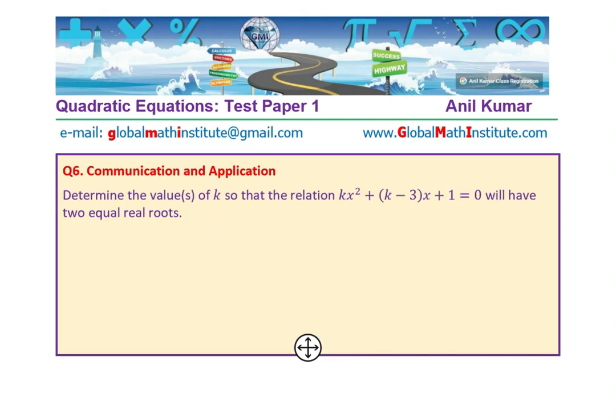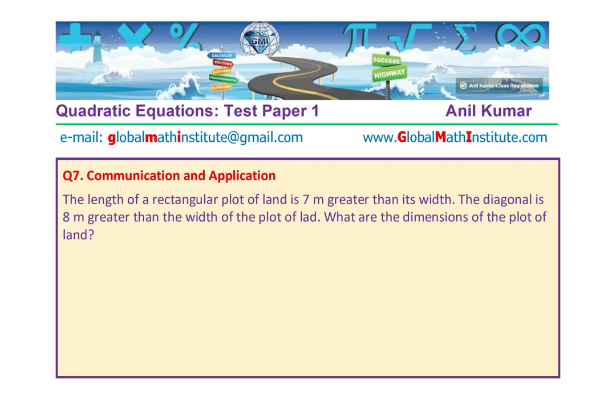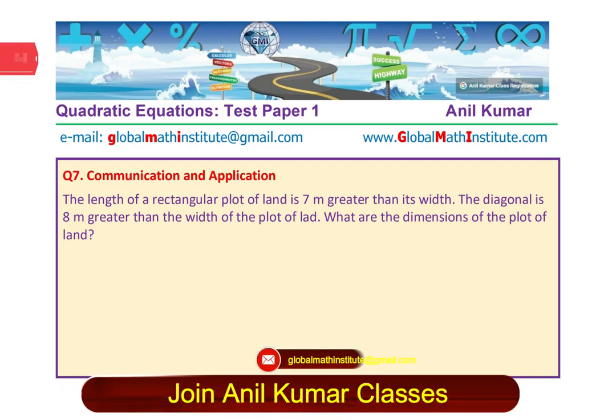Now, we have question number 6 here, which is also a communication and application question. Determine the values of k so that the relation kx squared plus (k minus 3)x plus 1 equals 0 will have two equal real roots. Question number 7. The length of a rectangular plot of land is 7 meters greater than its width. The diagonal is 8 meters greater than the width of the plot of land. What are the dimensions of the plot of land?